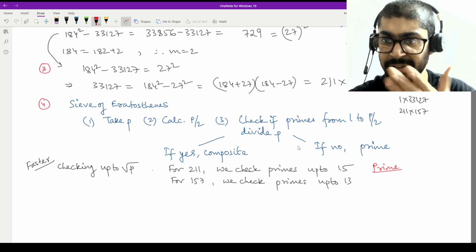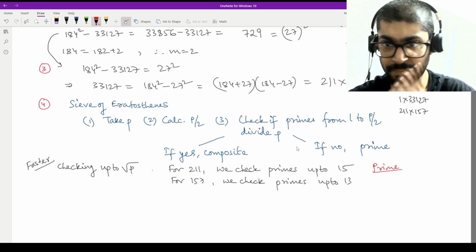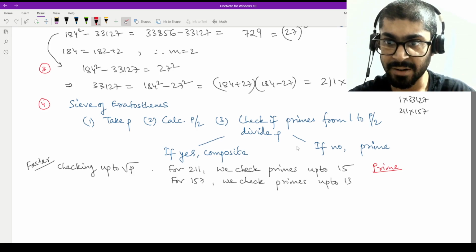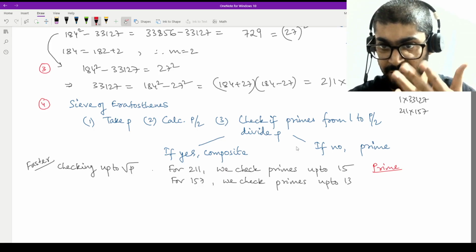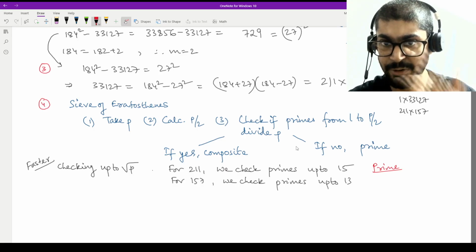Now 157 won't be divisible by 2, obviously, because it's an odd number. 3, 5 plus 7, 12 plus 1, 13, no. 5, last digit is not 5. 7, 14, 17, no, won't be divisible. 11, no, because 11 ones are 11, 47, 11 fours are 44, 3 remainder, no. 13, you divide, you get 12, 1 remainder, so prime.